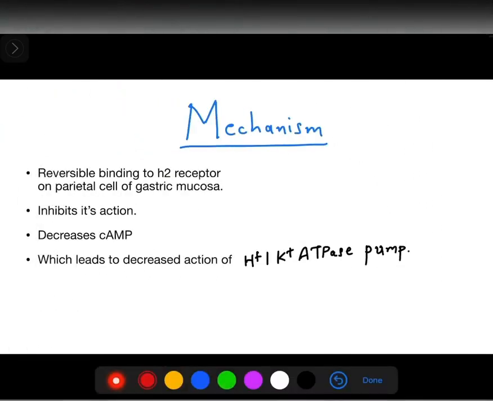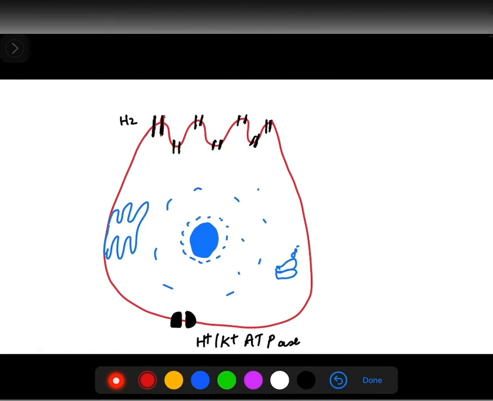Okay. First we will talk about the mechanism of action. It binds to the H2 receptor on the parietal cell of the gastric mucosa and causes inhibition of the action of that receptor, which will lead to decreased cyclic AMP, which will again lead to decreased action of the H+ K+ ATPase pump. And this binding is reversible. Don't worry, I will explain it with the picture given here.